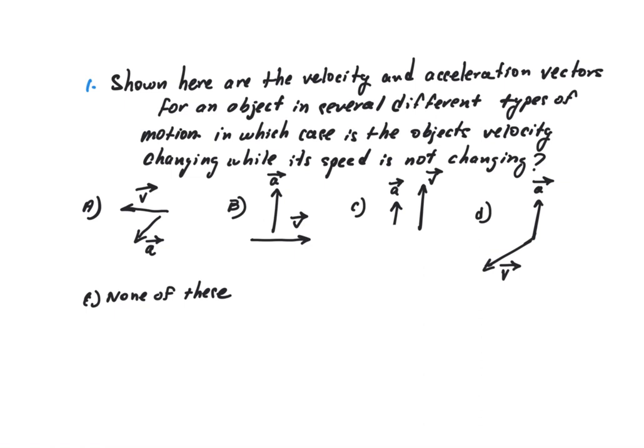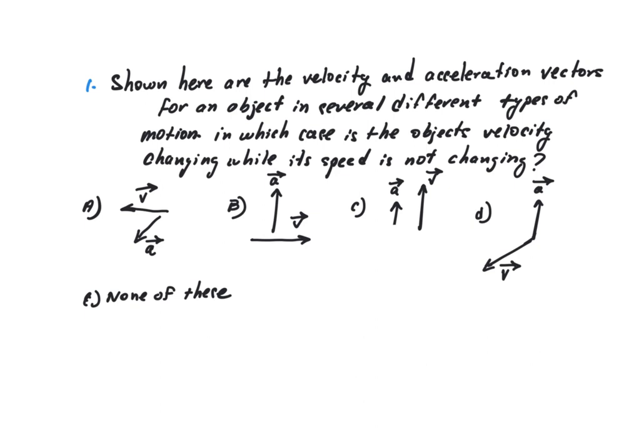All right, so for question one on the study plan, chapter three, question one says, shown here are the velocity and acceleration vectors for an object in several different types of motion. In which case is the object's velocity changing while its speed is not changing? We have vectors for velocity and acceleration for A, B, C, D, or is it E?